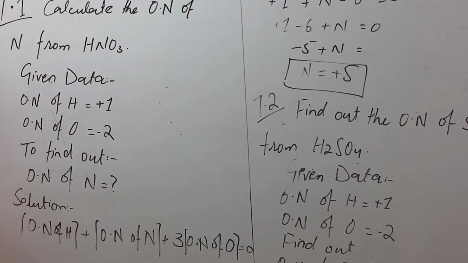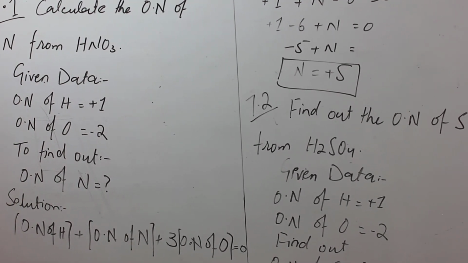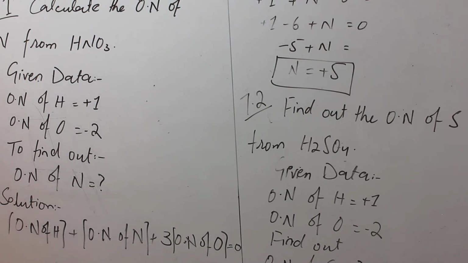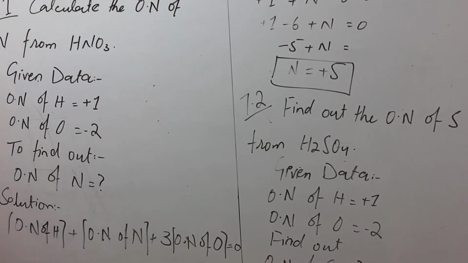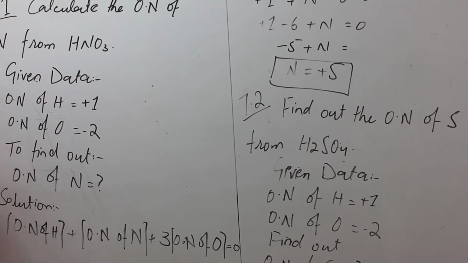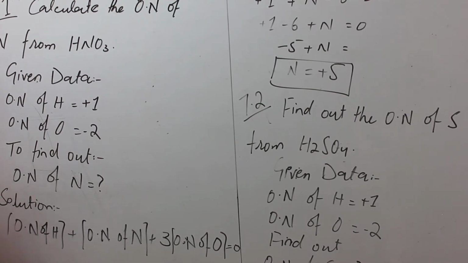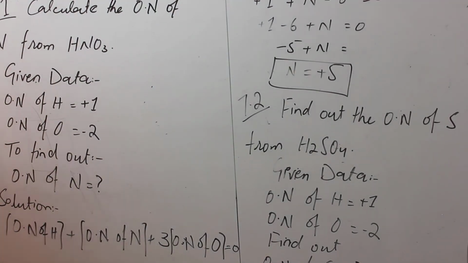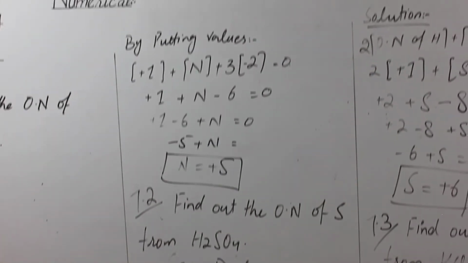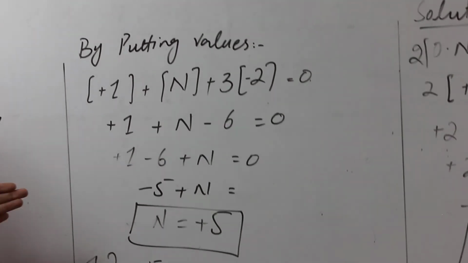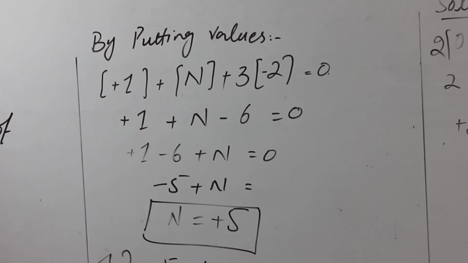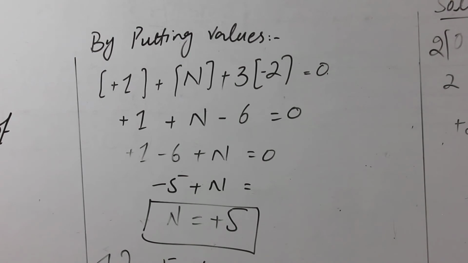We want to calculate the oxidation number of nitrogen, and the solution is that first of all, oxidation number of hydrogen plus the oxidation number of nitrogen and the oxidation number of oxygen. Oxygen has 3 atoms in nitric acid. That's why the number of atoms is multiplied by the oxidation number of oxygen. By putting the values and applying the formula, we calculate the oxidation number of nitrogen, that is +5.